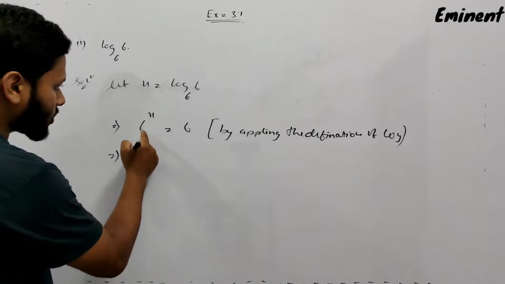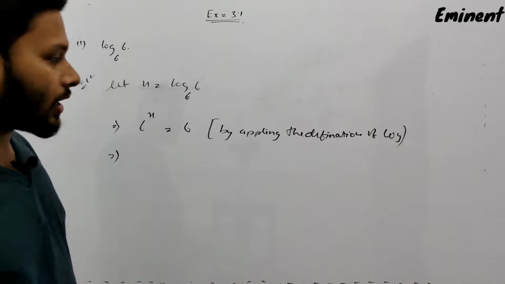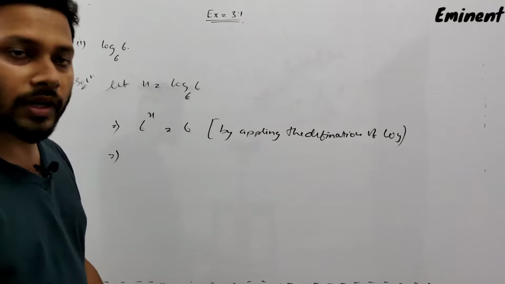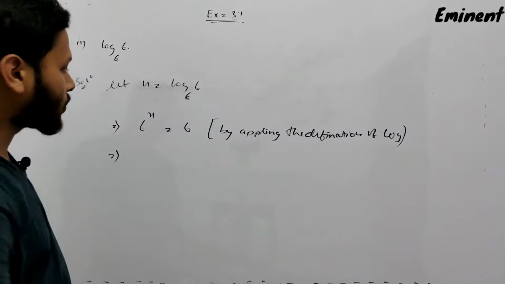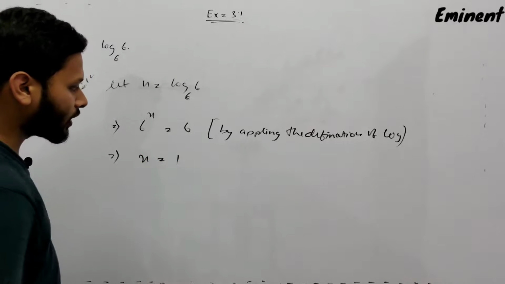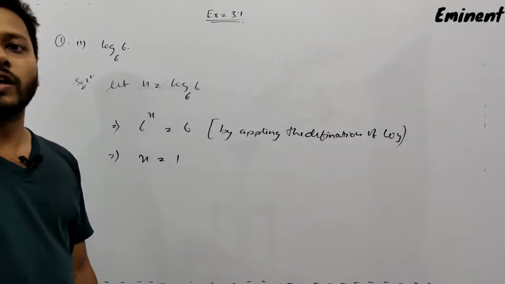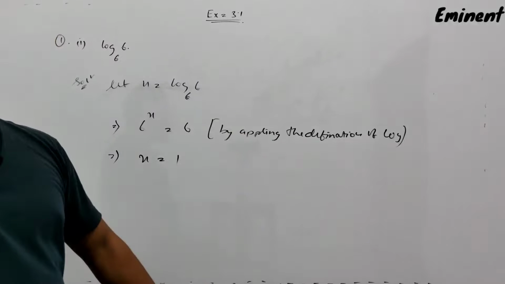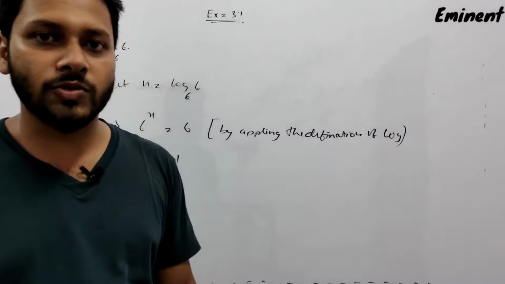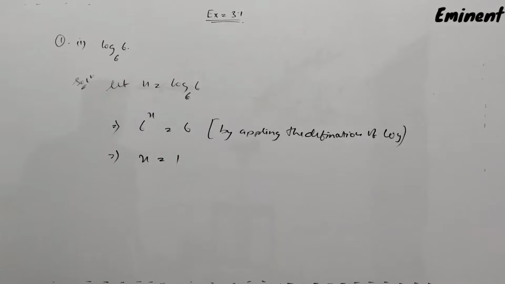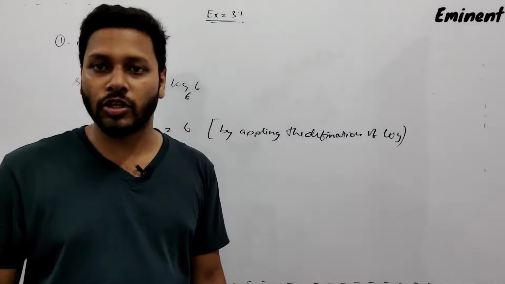That means 6 to the power x, and here also we can write 6 to the power 1. Nothing is there, that means 1 is there, so we can directly write here x is equal to 1. That means the value of x is 1. Similarly, from question number 1, every question we can solve in this pattern. And now let's move to the next question, similar to question number 1.